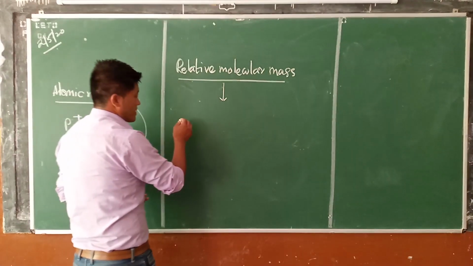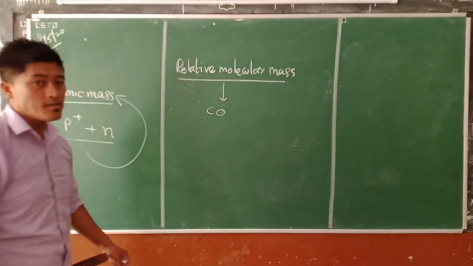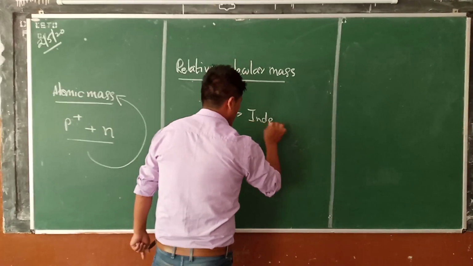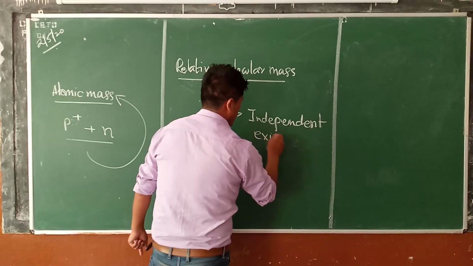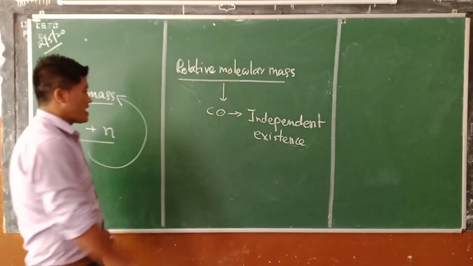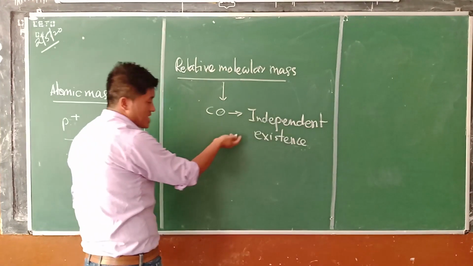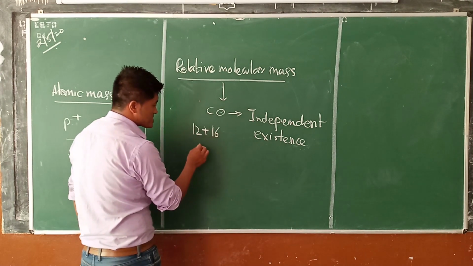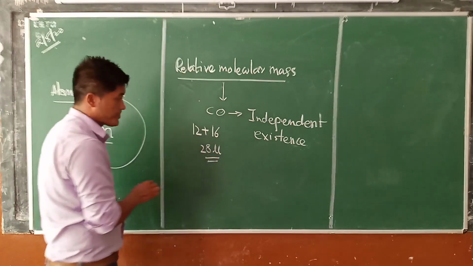Now, let's imagine there is carbon monoxide here. This carbon monoxide normally exists independently. And when we were supposed to find the molecular mass of this carbon monoxide, as I had done previously, carbon is 12 and oxygen is 16. When you sum up these two, you get 28 mu. This is what we got.